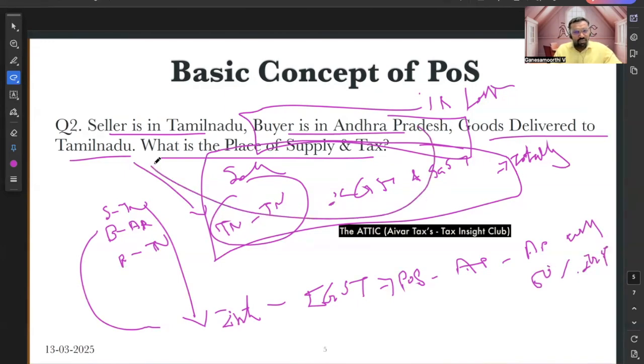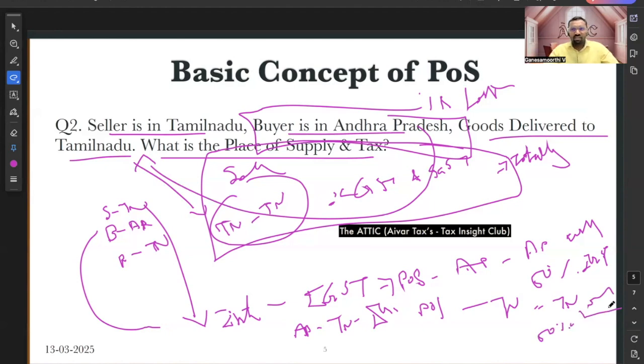Then AP will issue another invoice to his buyer. So AP to TN, it is again IGST. Place of supply is Tamil Nadu. So Tamil Nadu will get 50% of the revenue. That's all. It is very simple. It may sometimes look like a confusing one, but the basic concept of place of supply is that the revenue of the state should be allocated properly by way of issuing a tax invoice or by declaring the correct tax. So I hope you all understand the basic concept of place of supply.